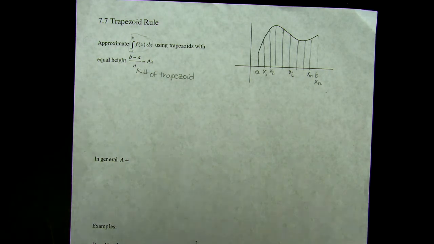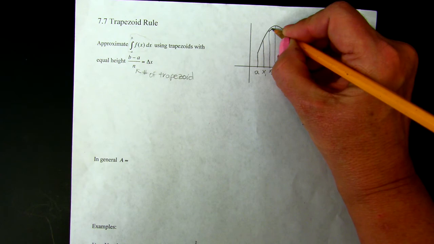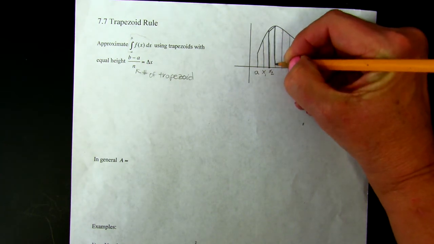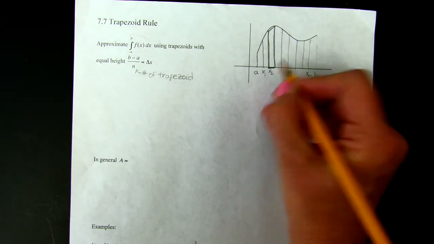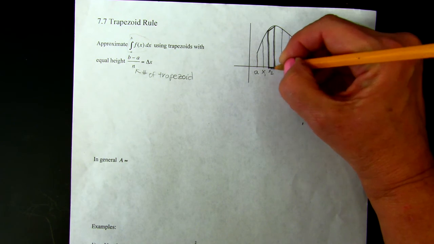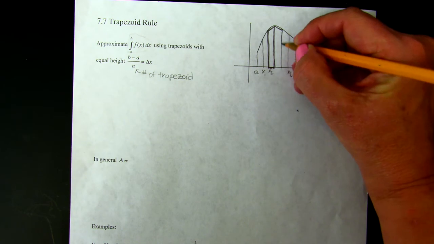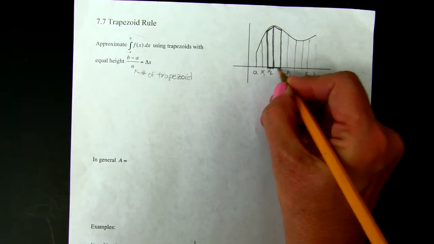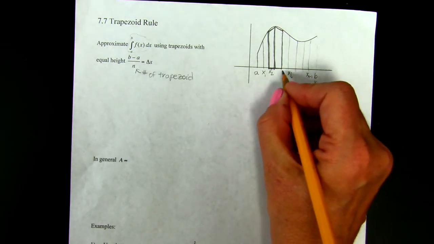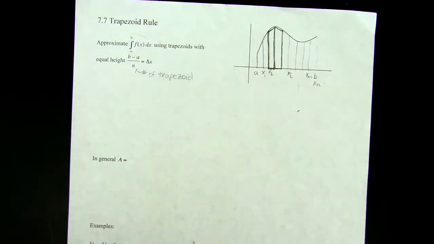So right here, let me draw in the trapezoid that you would use. Let me highlight it really darkly. Here's one of the trapezoids that you would use to estimate the area. Here's the next one, right here. Here's the next trapezoid. And this distance in here is that distance delta x.